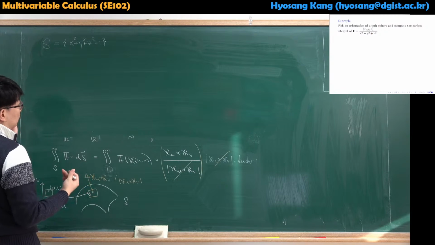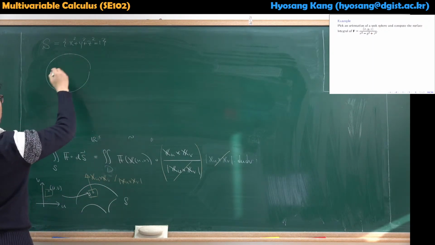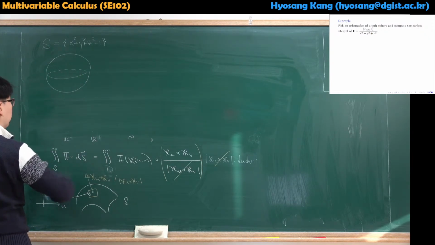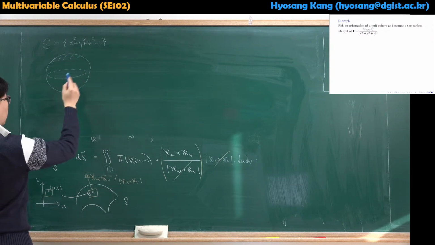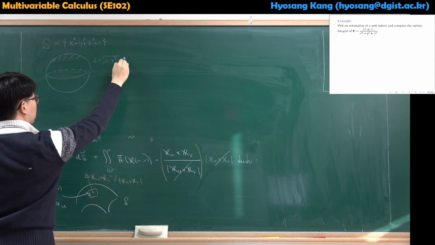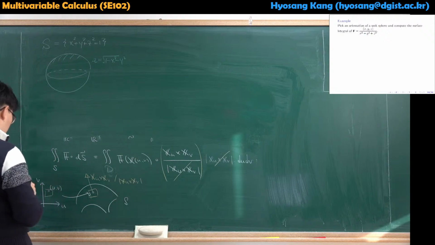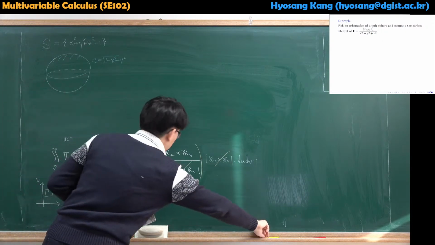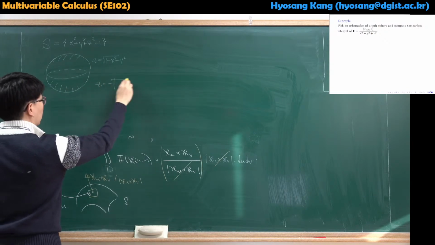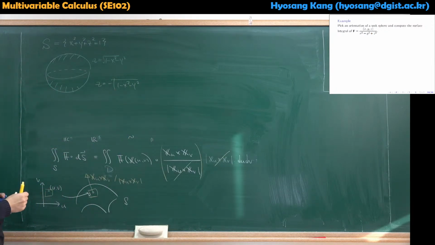So in order to parameterize your surface as a graph of a function, you have to split your sphere into the upper hemisphere and lower hemisphere. The upper hemisphere is given by the positive square root of 1 minus x squared minus y squared. And on the lower part, you parameterize using the negative square root of 1 minus x squared minus y squared.